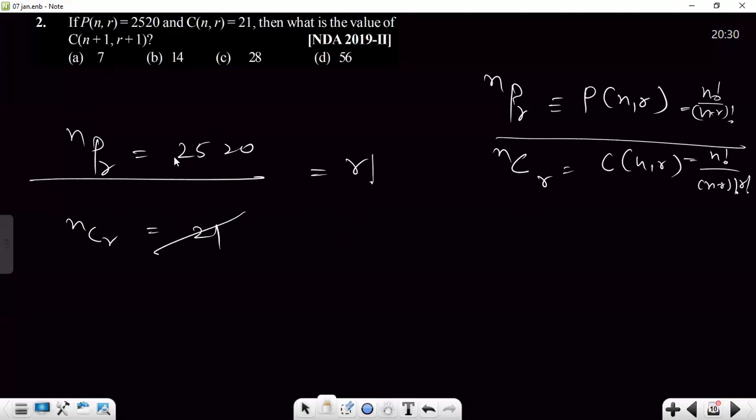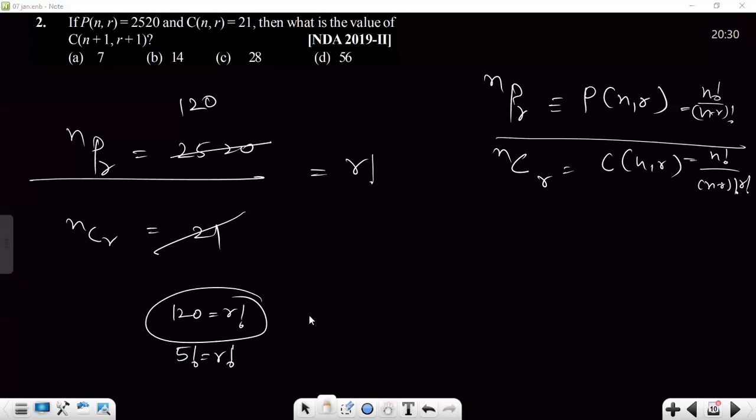Yes, sir. Now let's divide. 21 ones are 21. 25 minus 21 is 4, 21 twos are 42, nothing left. So 120 is equal to r factorial. 120 is what? 5 factorial. So what is r? r comes out as 5.